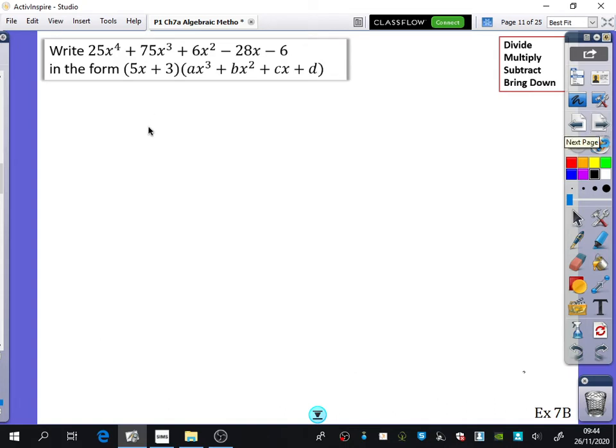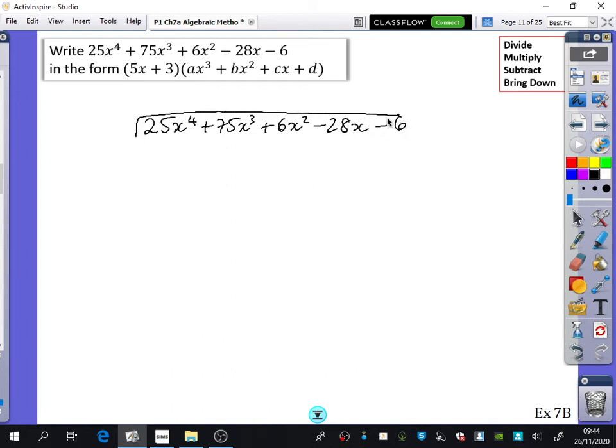So we're going to do 25x to the 4 plus 75x cubed plus 6x squared minus 28x minus 6 divided by 5x plus 3. Now, a quick question that I want you to think about before we actually do this division. Can you predict if there is going to be a remainder or not? And how do you know? Why?